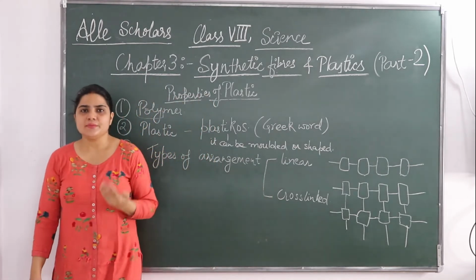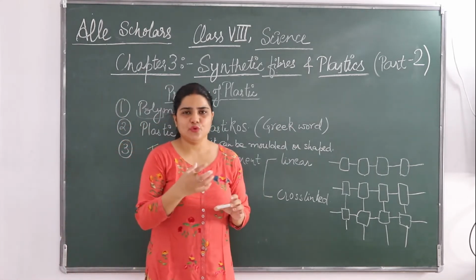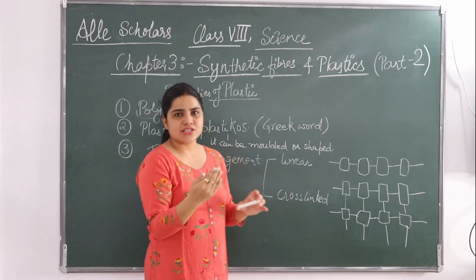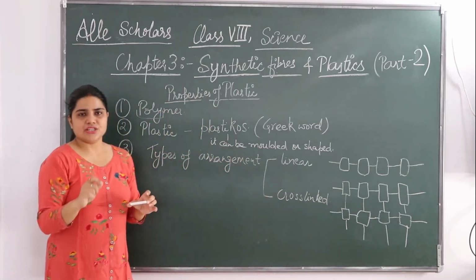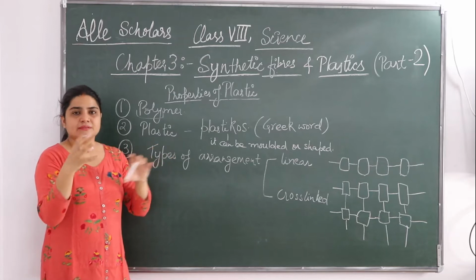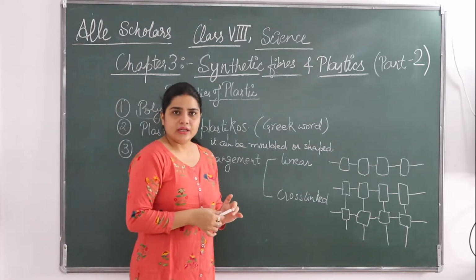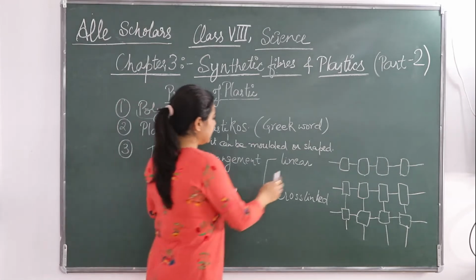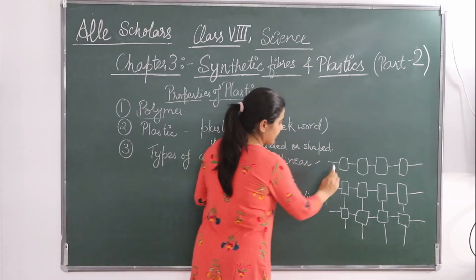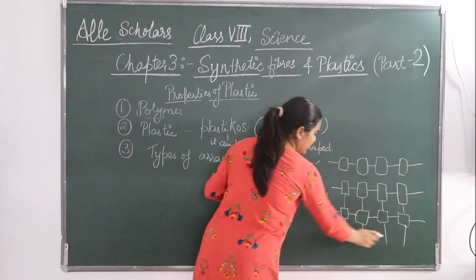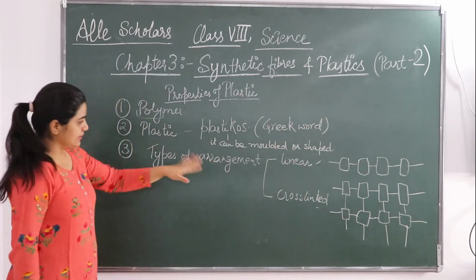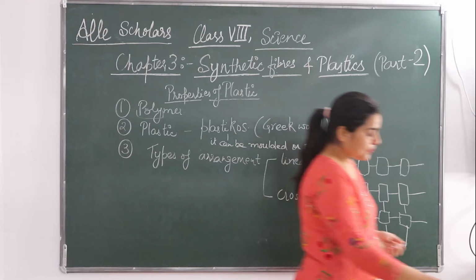But sometimes in many of the books you will see that a few of them have also mentioned branched, or net-like, web structured. But basically there are linear and cross-linked. Linear is like this arrangement and cross-linked is this arrangement.